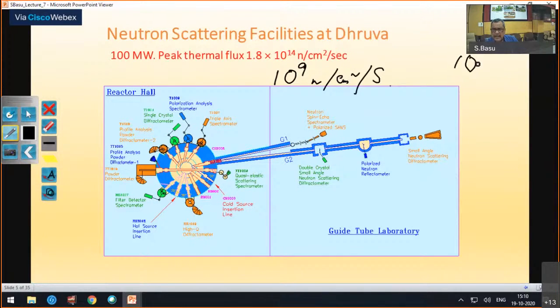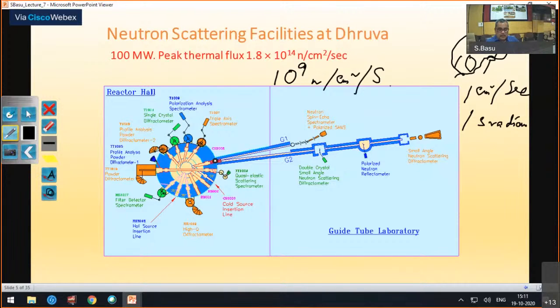That will be typically in the range of 10 to the power 24 photons per centimeter square per second. We have also per steradian. It's highly focused, and look at this number. This is one disadvantage of neutrons, and whenever we are planning experiments, we have to always remember this.